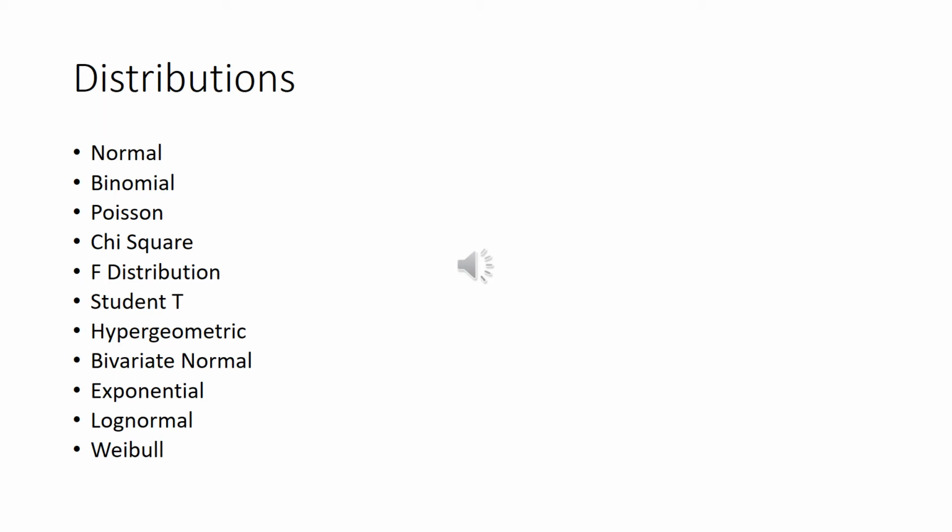But that's what a log normal is. If you ever need to use this one, I won't use it in this course. I don't like it. We've got computers.